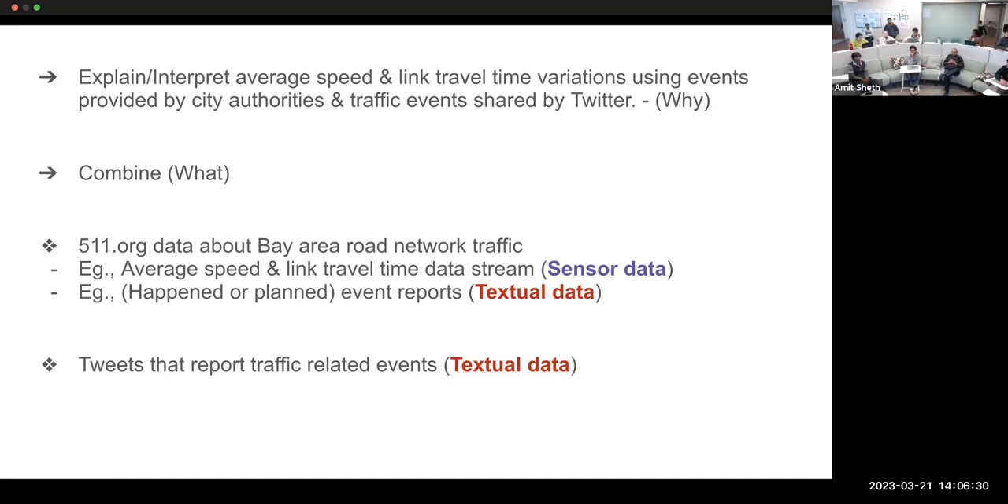I don't know. It could be. Amit, did this get folded into Twitter? No, this did not, because we did not have sensor data of this kind.